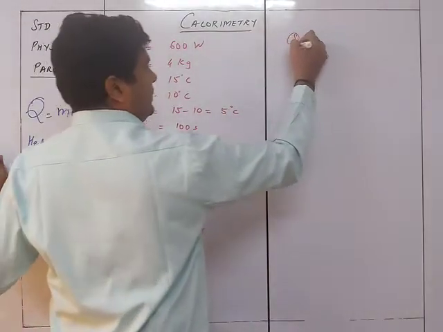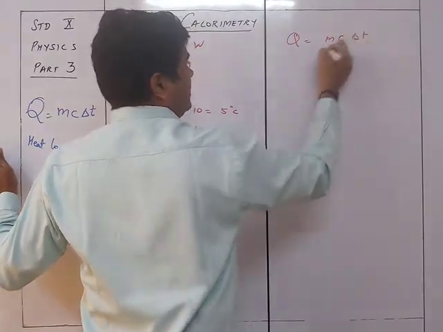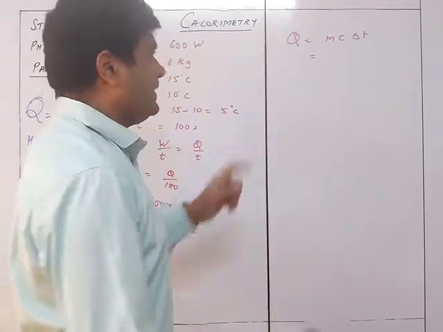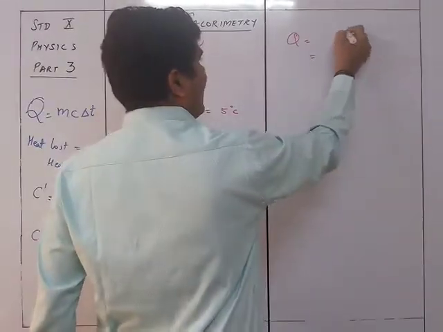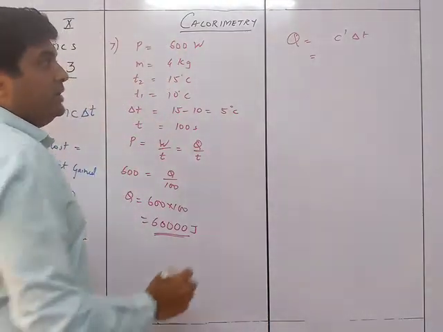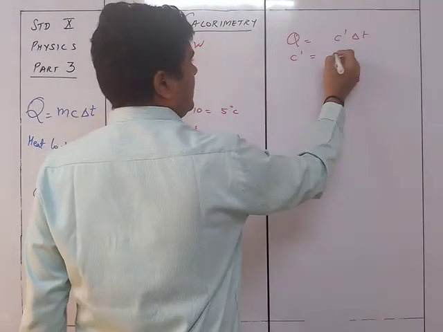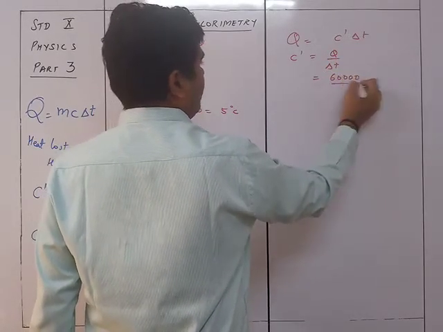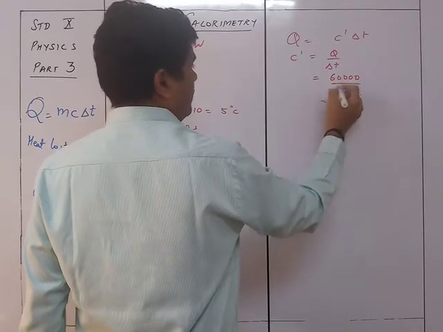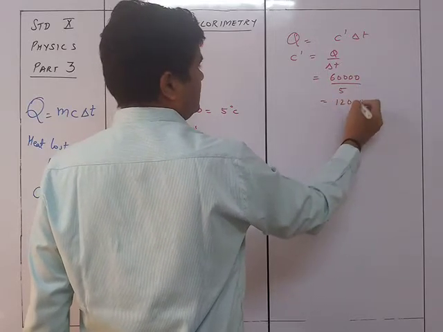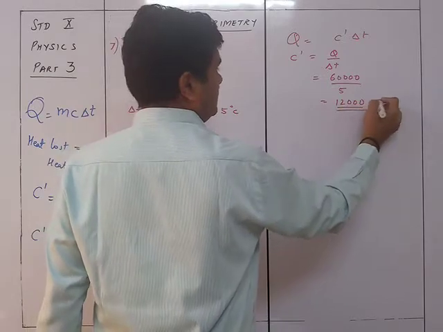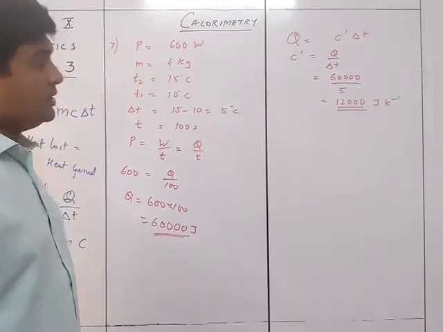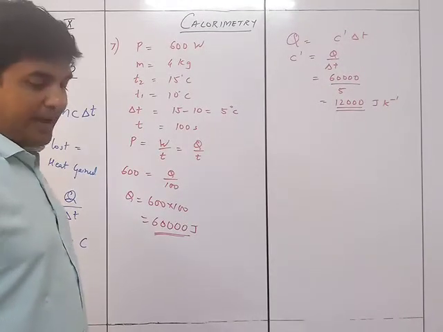Now we are going to take Q is equal to mC delta T. First, what you require is the heat capacity of the 4 kg liquid, so we'll take directly C dash. We know that C dash will be equal to Q upon delta T. That will be 60,000 upon delta T, which is 5 degrees, giving you 12,000 joule per Kelvin.